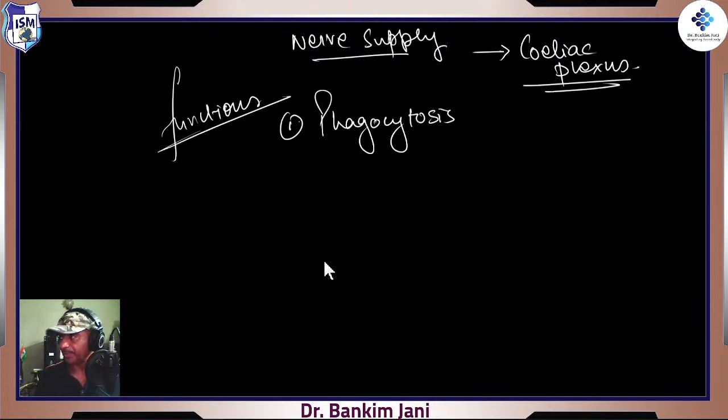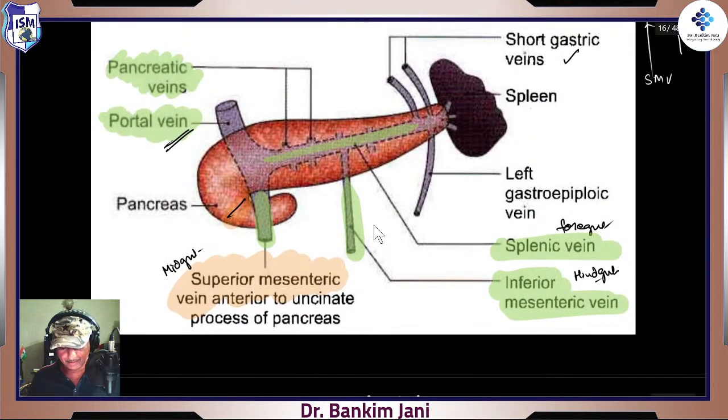Which branch of superior mesenteric vein supplies spleen? See, superior mesenteric vein, right? First thing is, it won't supply. When we are talking about vein, it won't supply. It would drain. Supply is by arteries, right? Supply is by artery.